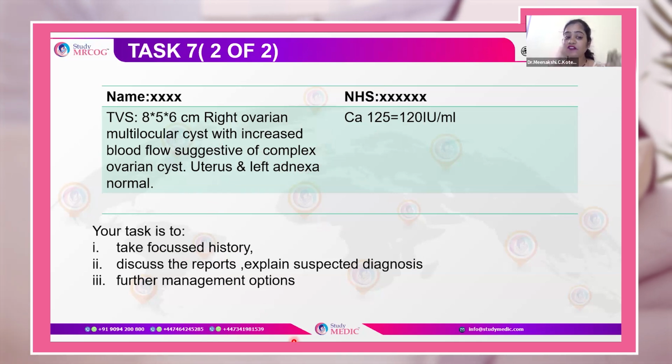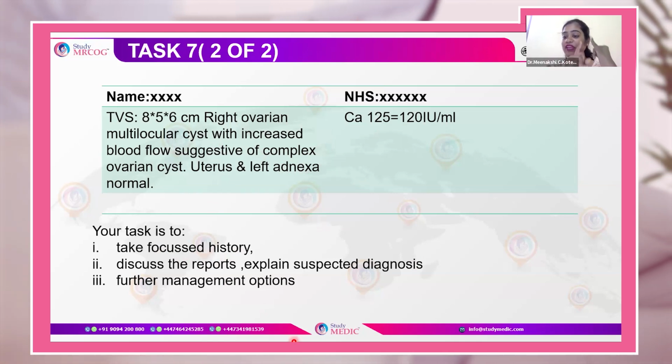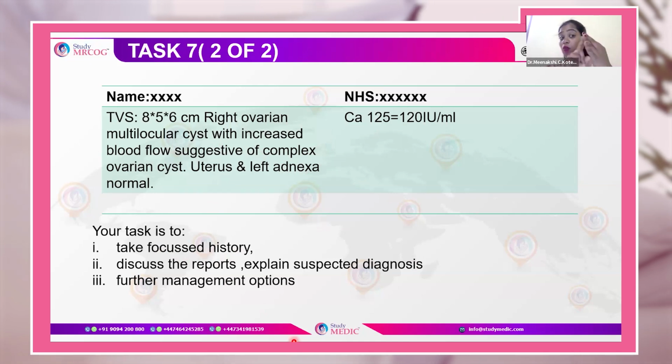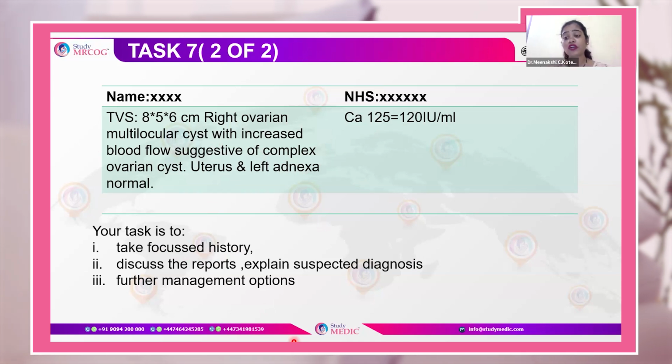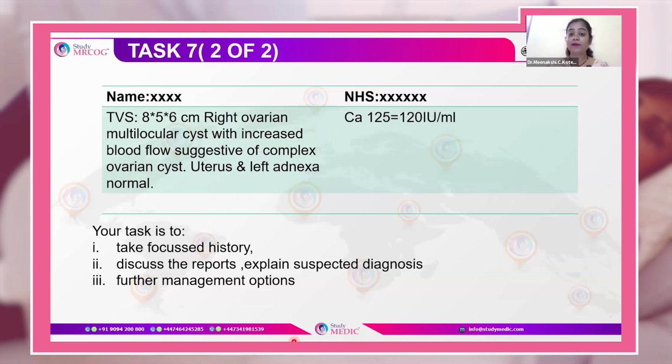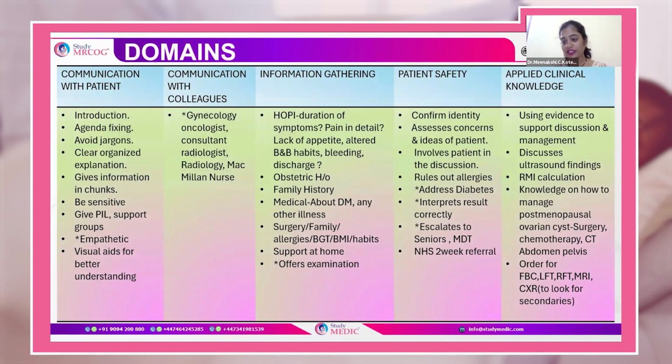So in the first 2 minutes, this is something that you need to gather: the age of the patient, the domains you're expected to deal with in the station, and you've got some reports where you're supposed to interpret the reports correctly. That is very, very important. Patient safety and information gathering as well, right?